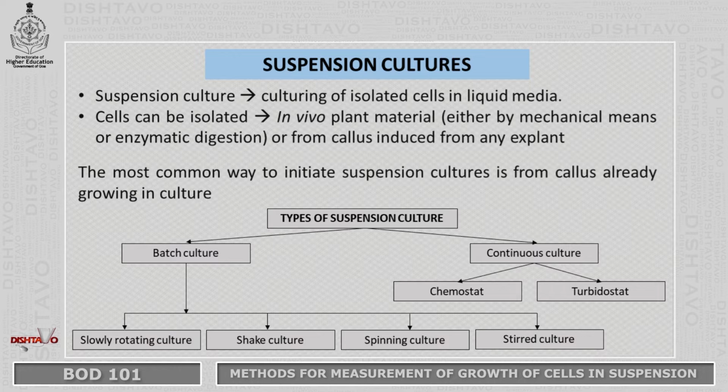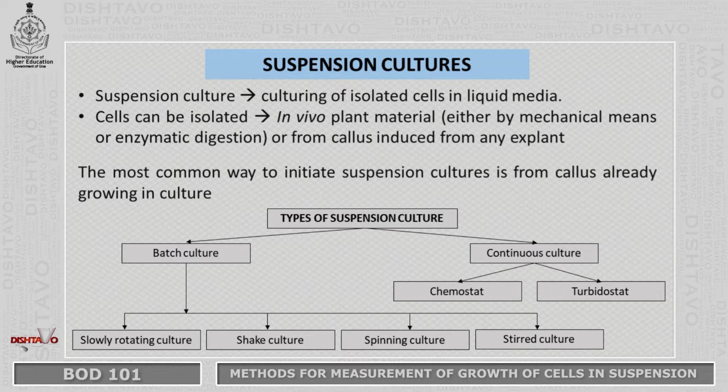The cells here can be isolated either from in vivo plant material by means of mechanical or enzymatic digestion, or they can be induced from callus derived from explants such as leaf, stem, pollen, anthers and so on. But the most common way to initiate any suspension culture is from callus which is already growing in the culture. Based on this, suspension cultures are categorized into two major types, that is batch culture and continuous culture.